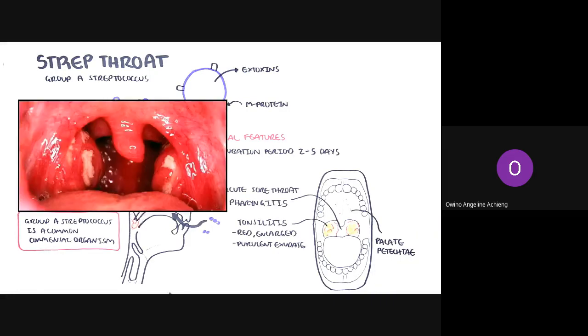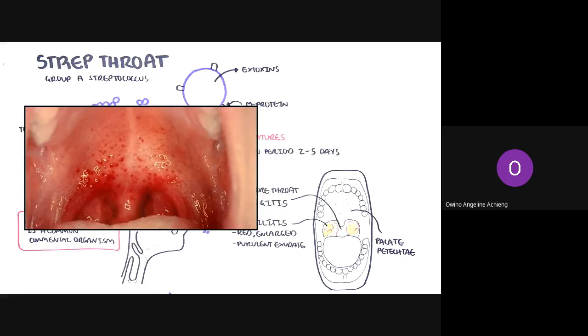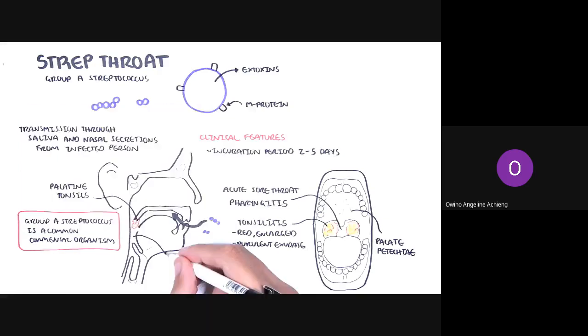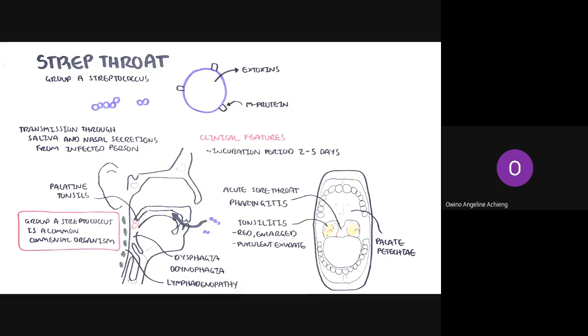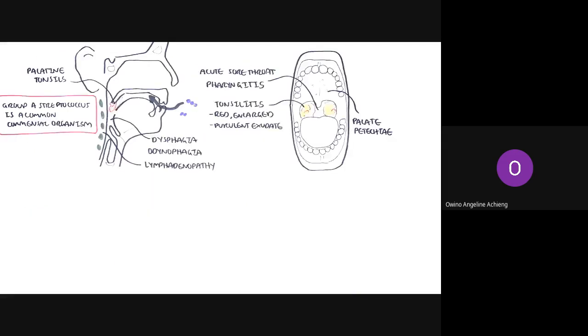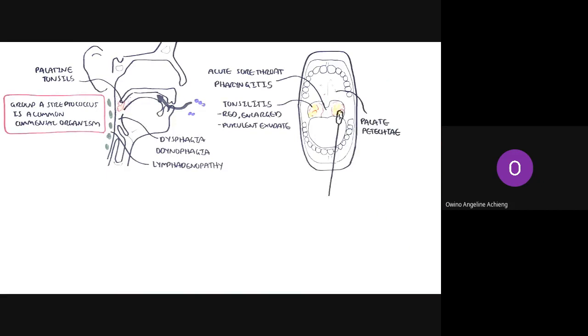Here again is a photo of strep throat. Note the enlarged tonsils and exudate in yellow. Other features include dysphagia, difficulty swallowing, odynophagia, pain when swallowing, and tender cervical lymphadenopathy. On physical examination, the pharynx is red, tonsils are red and enlarged with purulent exudate. A throat swab can be performed.